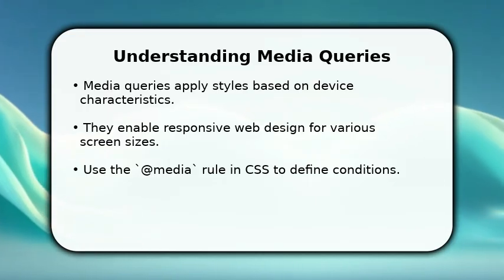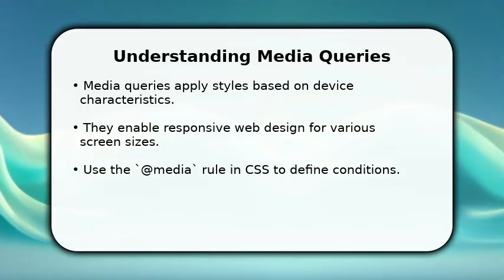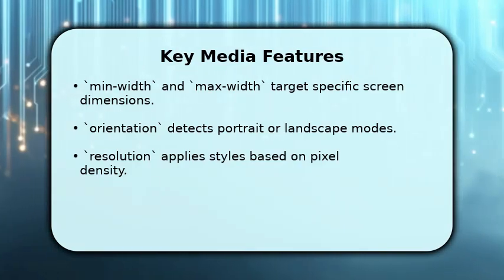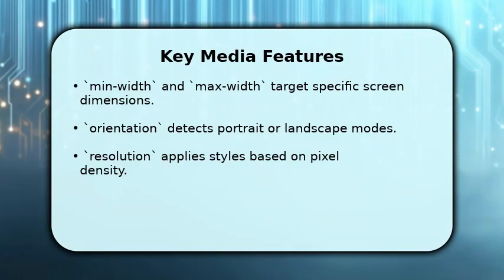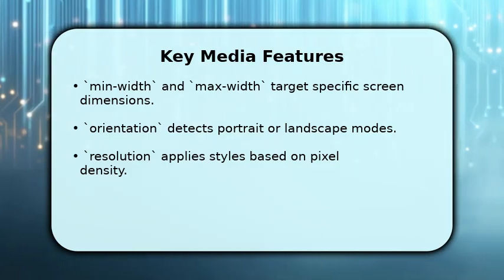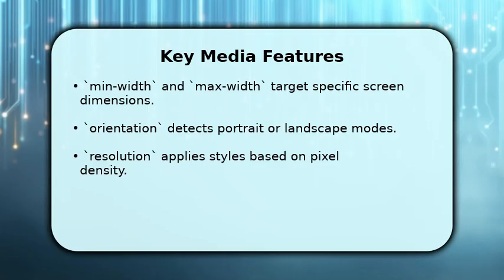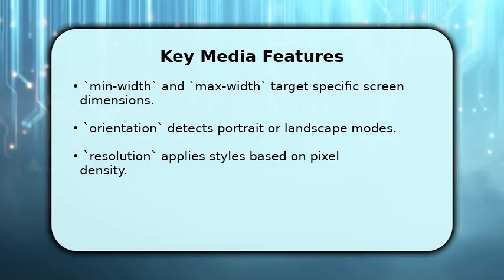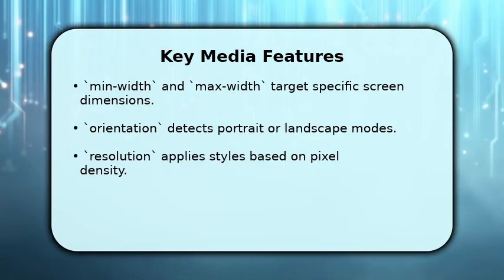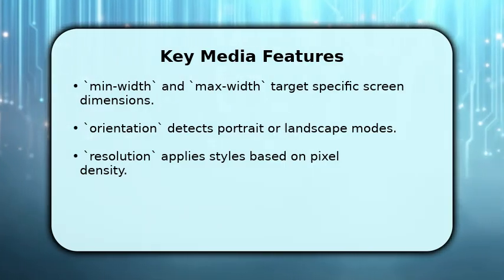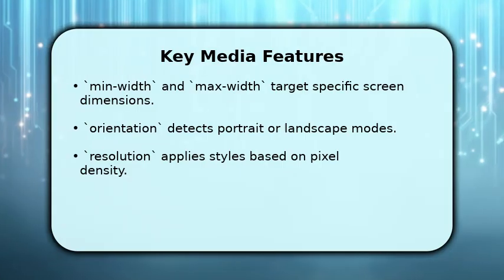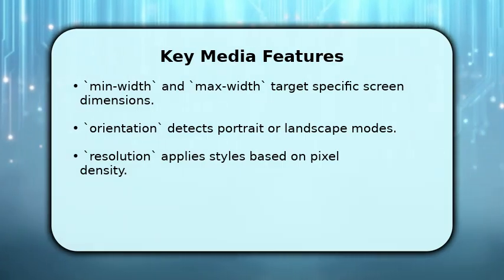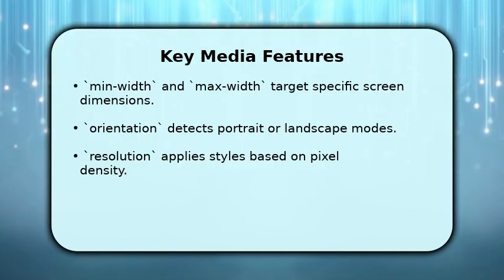You define these conditions using the @media rule directly within your CSS style sheet. When working with media queries, you'll often use features like min-width and max-width to target screens above or below a certain pixel dimension, for example, 600 pixels. The orientation feature helps you apply styles specifically for devices held in portrait or landscape mode. Furthermore, resolution allows you to adjust designs for screens with different pixel densities, ensuring crisp visuals on high-definition displays.